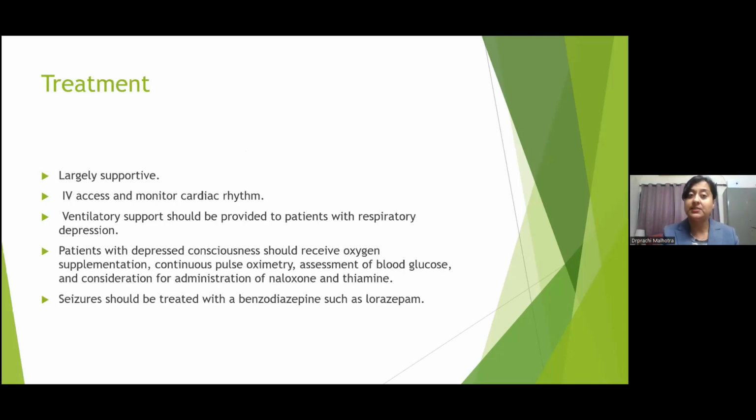Now, treatment is largely supportive. IV access, monitor the cardiac rhythm, check blood glucose. Ventilatory support is very important in case of respiratory depression. And patients who are unconscious should receive oxygen. Pulse oximetry, SpO2, assessment of blood glucose, and consideration of administration of naloxone and thiamine if you have that doubt. Now, seizures should be treated with a benzodiazepine like lorazepam. So you can see, basically, it's symptomatic treatment first.